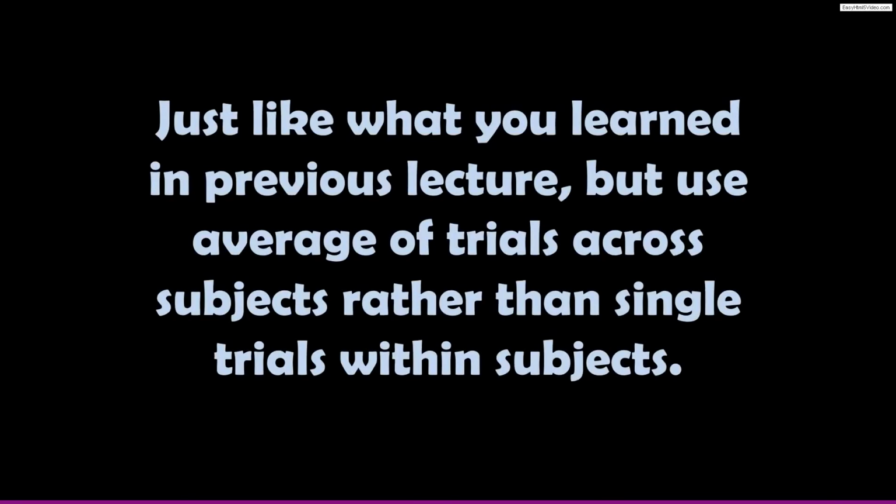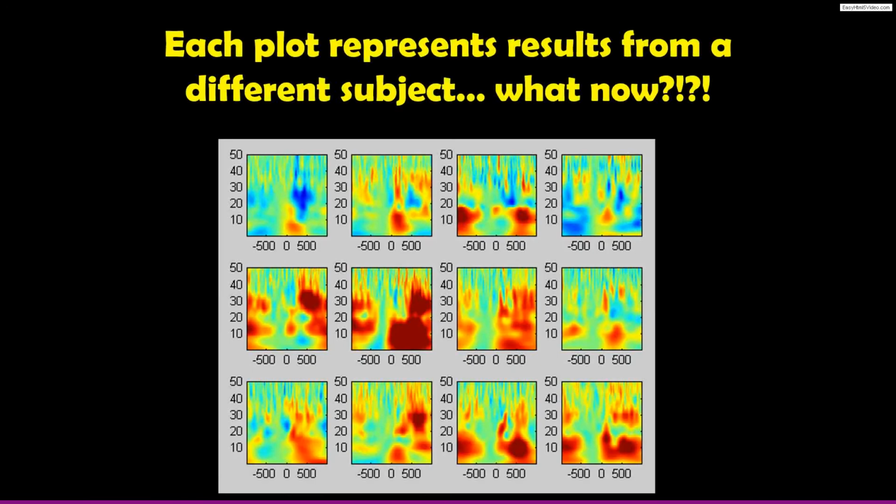This is actually the same exact thing that we discussed 2 lectures ago in the permutation testing lecture. But now we use the average of trials across subjects rather than individual trials within a subject. So that is to say, the thing that we're permuting is not individual trials across conditions within the subject. We're permuting these different maps across subjects.